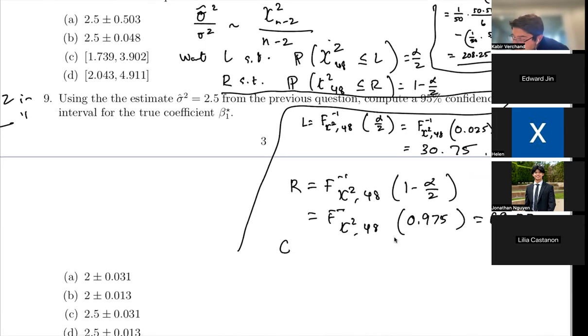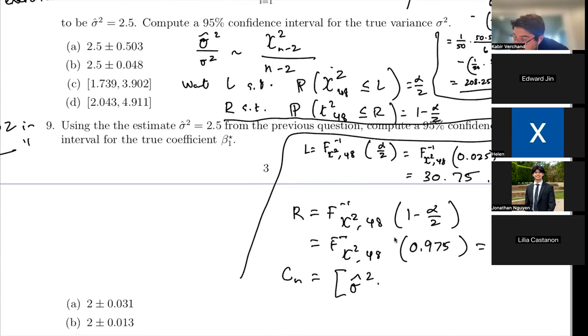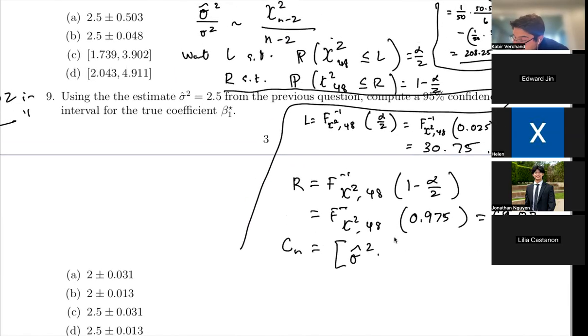And now our overall confidence interval is equal to sigma hat squared times. So all we're going to do is take this thing, multiply by n minus 2 on both sides, divide by chi-squared n minus 2 on both sides, and multiply by sigma squared on both sides. So that means that sigma squared is going to be trapped between sigma hat squared times n minus 2 over R, and sigma hat squared times n minus 2 over L.